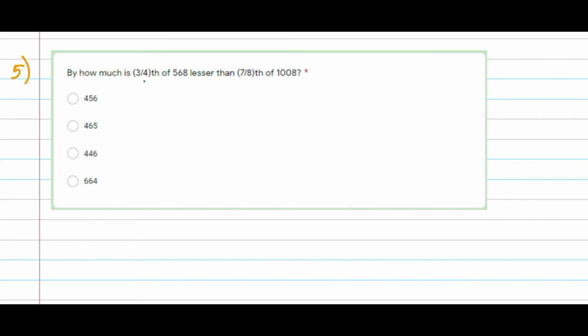So how much is 3/4 of 568 less than 7 by 8 of 1008? So it's very simple. So 3/4 of 568 is less than, that means it is minus, and it will be plus 7 by 8 into 1008. So simply 4 1s are 4, 4 4s are 16, 4 2s are.